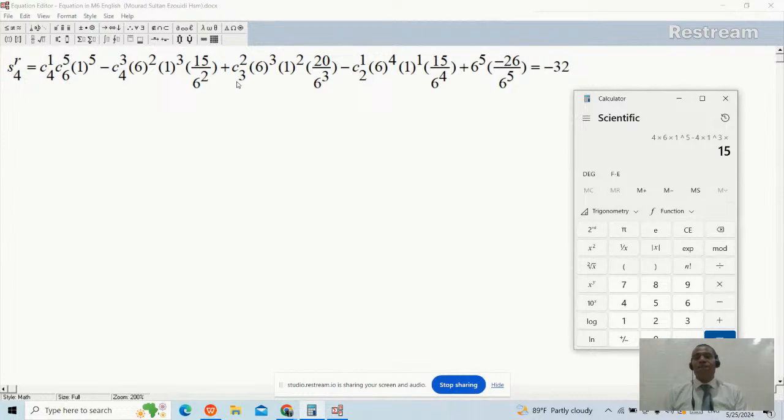It remains for us to continue calculating the rest. Plus 3 choose 2, which means 3. We just write plus 3 times 6 cubed divided by 6 cubed, which is cancelled out, times 1 squared, times 1 squared, times 20. Therefore, minus 2 times 1 times 15, and the 6 to the power 4 is cancelled out.